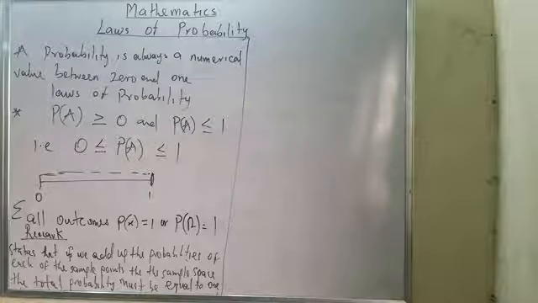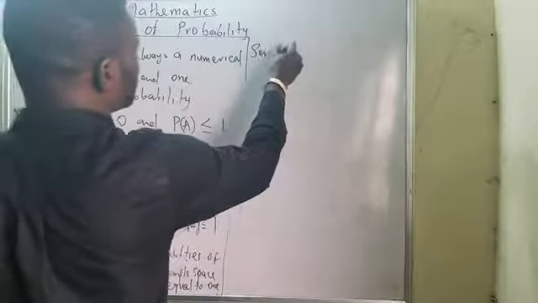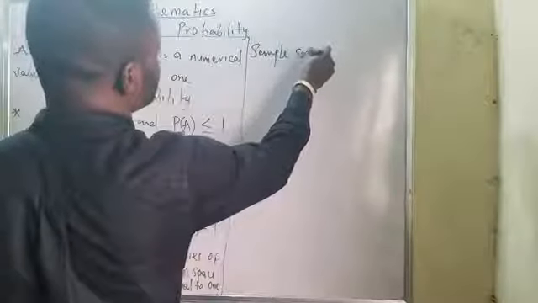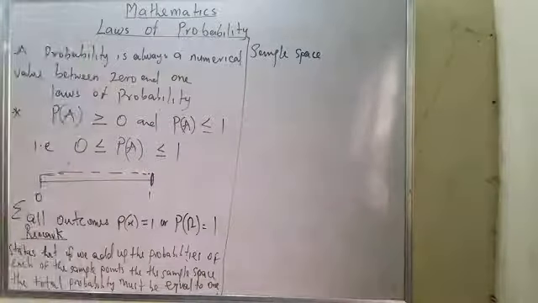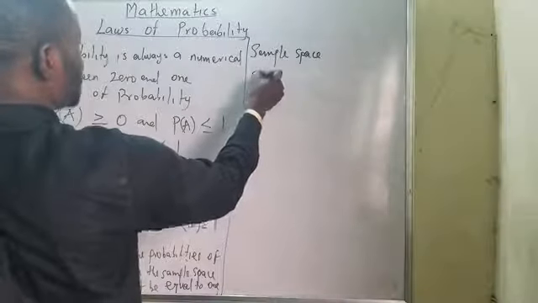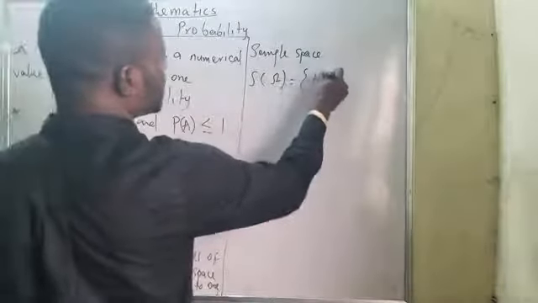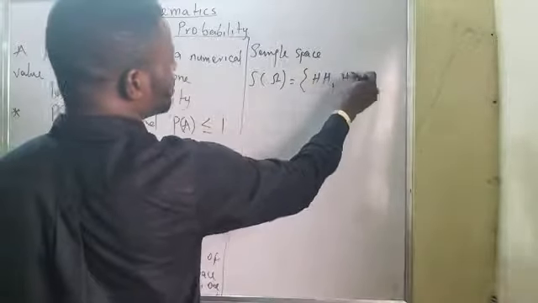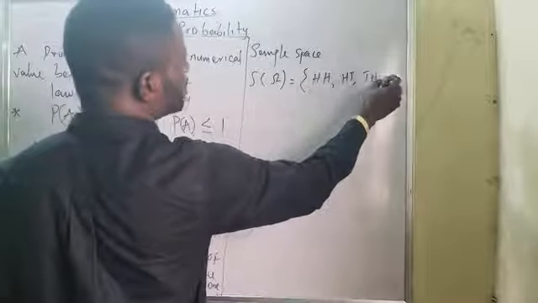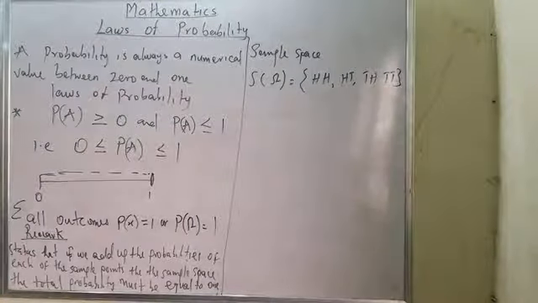Okay, let me quickly explain what is called sample space. I think we have explained that in our previous video. Make sure you check on it. On a fair coin, I always use something like this to denote it, S equals head, tail. That is what is called sample space.